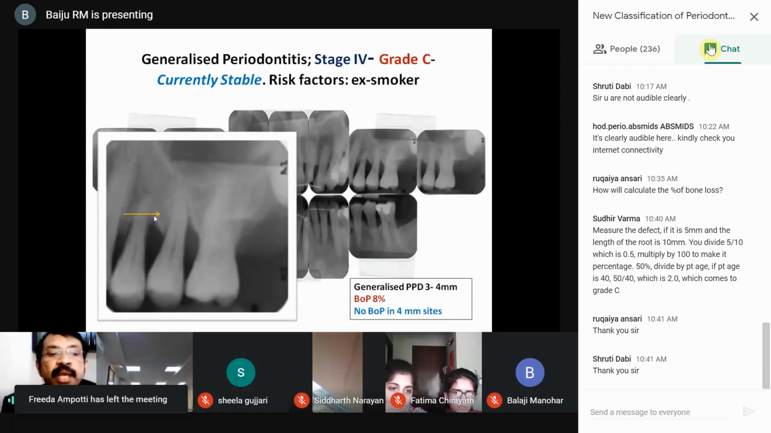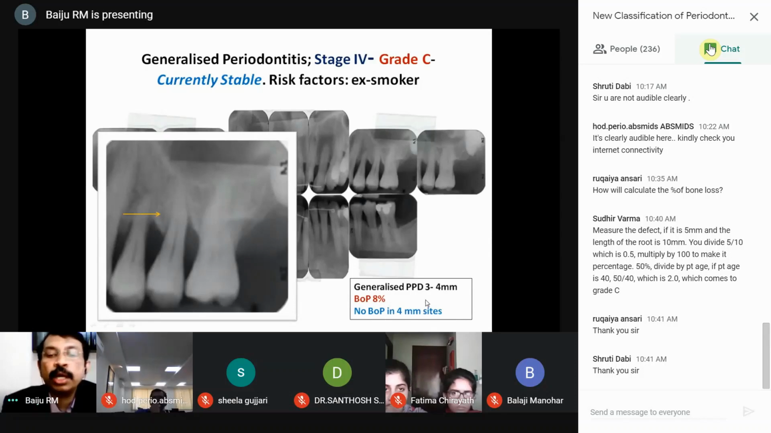So it is stage 4. And considering the patient's age, we can say that there is more than 70% bone loss. The patient's age is probably in the 40s, and the patient has 70% bone loss. The bone loss is more than the patient's age, so it is grade C. And since there are bleeding sites in less than 10% and no bleeding in 4 millimeter sites, the patient can be suspected of diabetes, because the pocket depth is progressing so slowly, 3 to 4 millimeters. Any 4 millimeter pocket in a treated periodontitis case is considered unstable. That site is not stable.